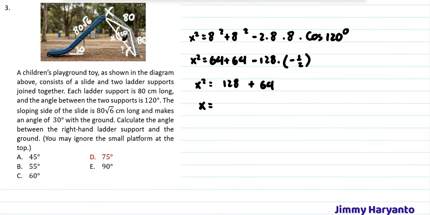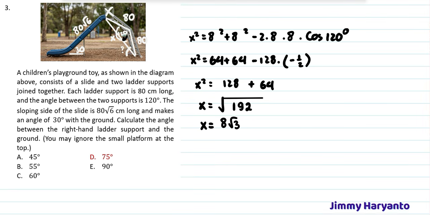Next is to simplify. This one is 128, this one is 64. So we have x equals the square root of 180, 190, am I right? Wait, oh my bad, it should be 192. And then 192, if you simplify this, you have 8 square root of 3. So x is 8 square root of 3.